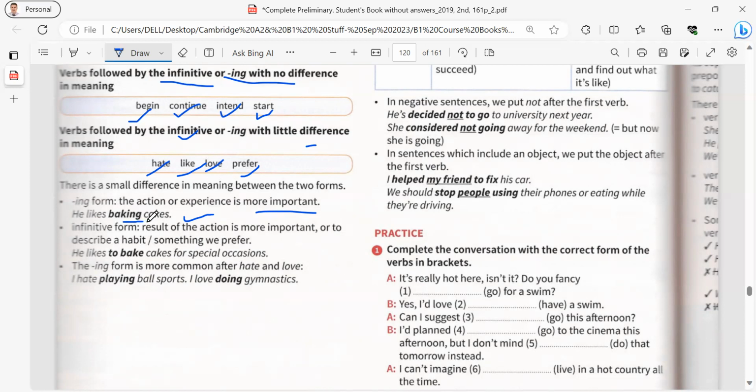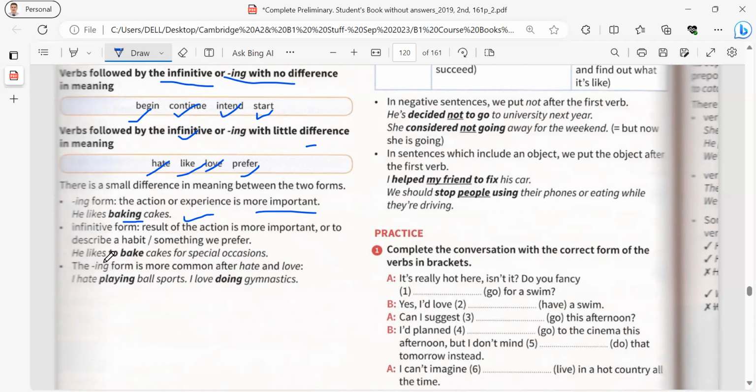Means what? The action is really important. He loves the baking itself. يعني هو مهتم بالاكشن نفسه. طيب, when you say to, the result of the action is more important, to describe a habit or something we prefer.